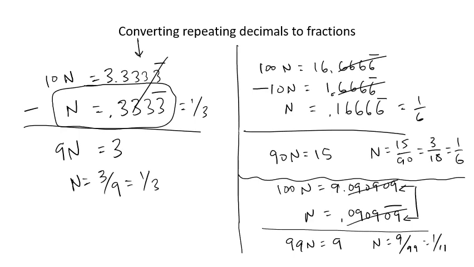So the point for the second example is you may not get something that cancels immediately. So if you do n and then 10 times n, if those decimal parts don't match, you may need to do 100n, even 1,000n, 10,000n, until you get some decimal parts that will cancel, or in the case of 1/6, at least will subtract, leaving you a terminating decimal.